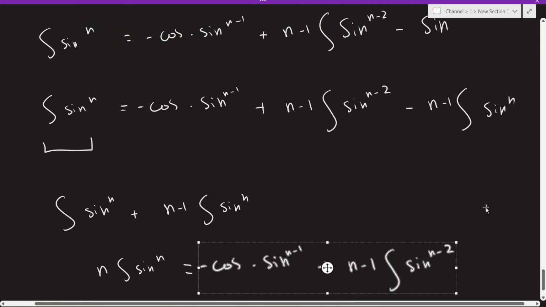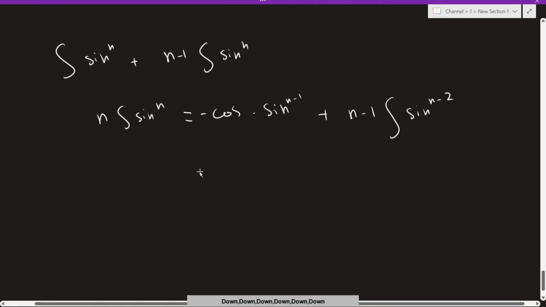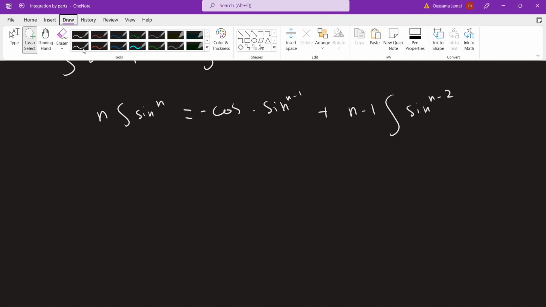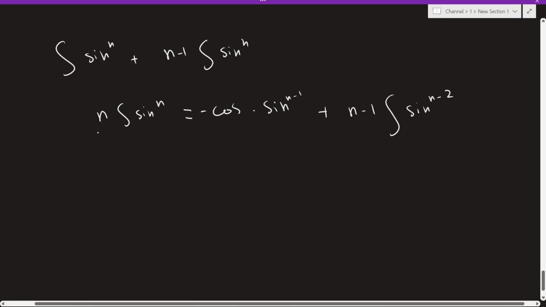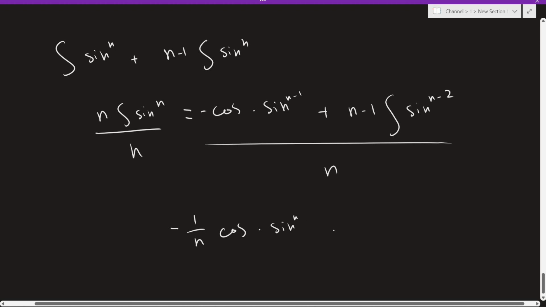Move it to the left, to the right here. Okay, so the question asks for sine n and not n sine n. So divide by n on both sides. And we have negative 1 over n cosine n times sine n minus 1 plus n minus 1 over n sine n minus 2. And this is your final answer.